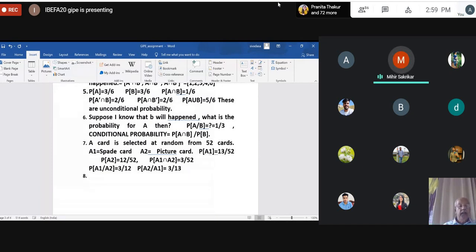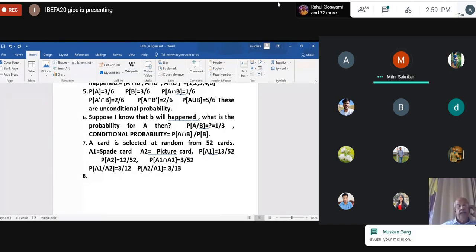Sir, is it 13 or 12? I am confused. Which one? Sir, probability of A2 given A1. A1 is how many? A1 is 13. Of which how many are picture cards? 3. Sir, I got it. I was confused. Thank you, sir.